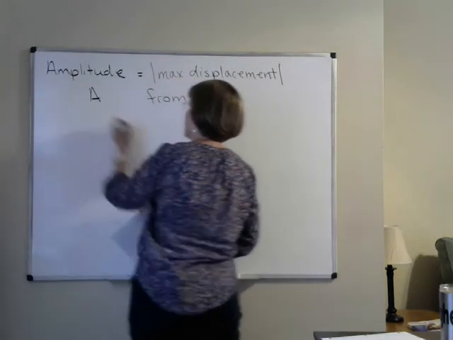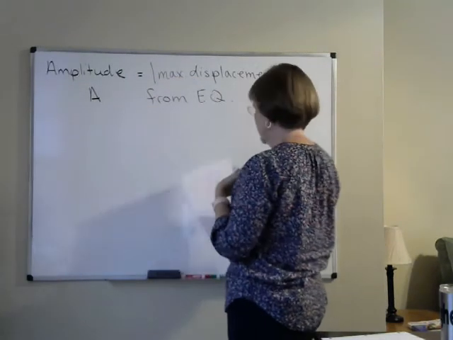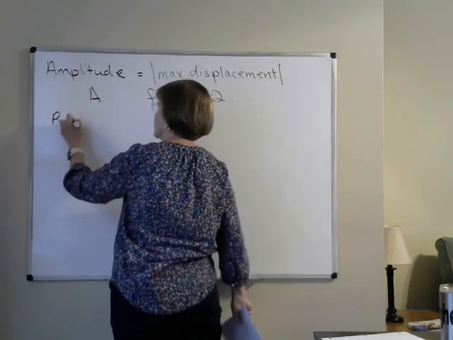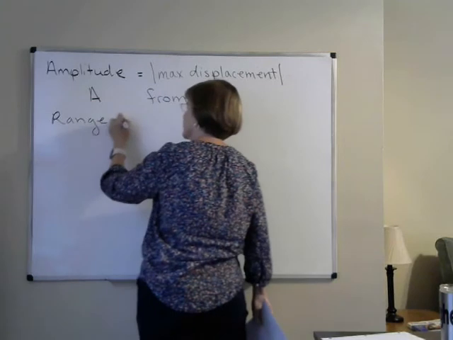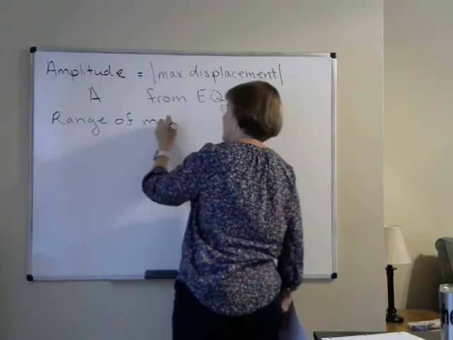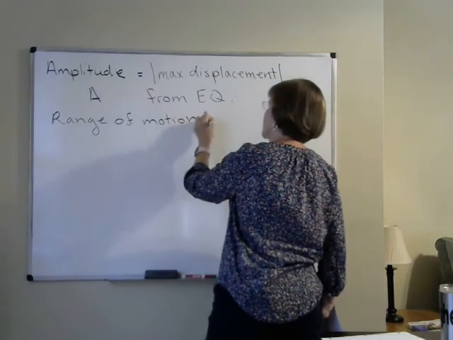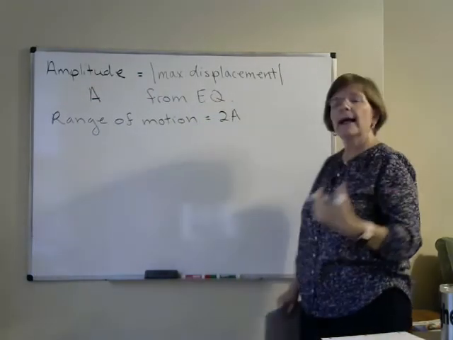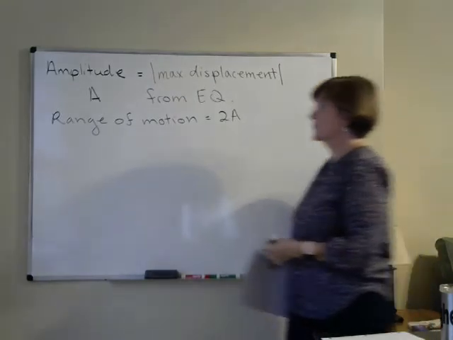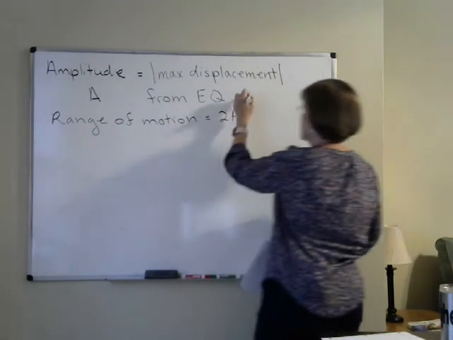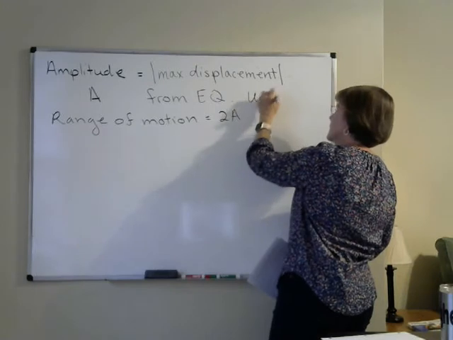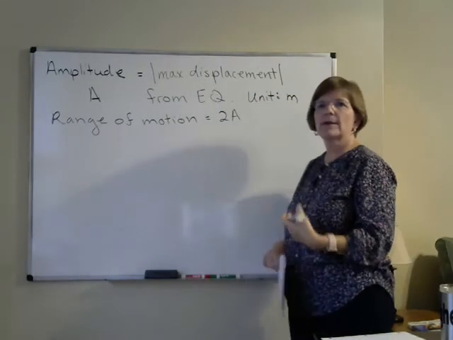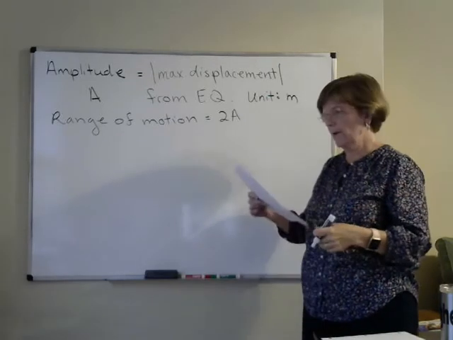Now, I should have squeezed that in somewhere. We often sometimes talk about the range of motion. That would equal 2A. It's double the amplitude. Amplitude is a linear type of measurement, so for any of these, the unit would be meters. How far to the left, how far to the right of equilibrium, or how far above, how far below.